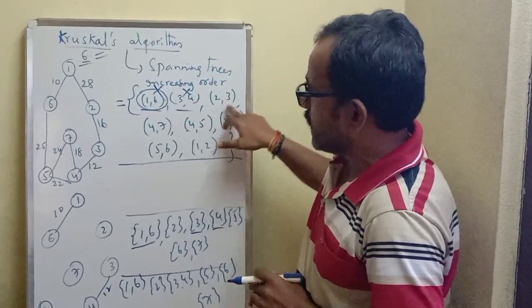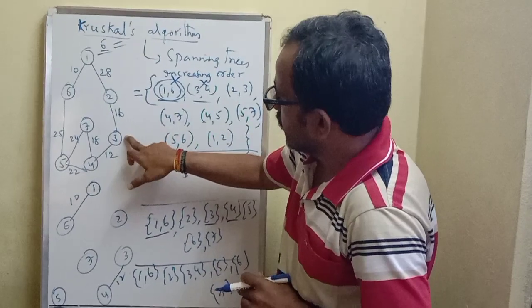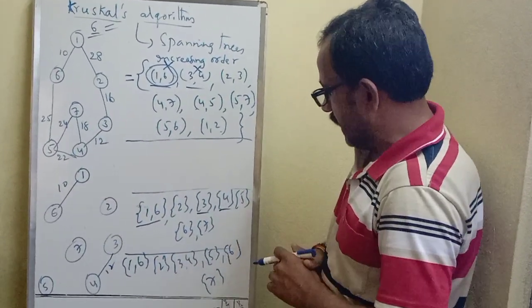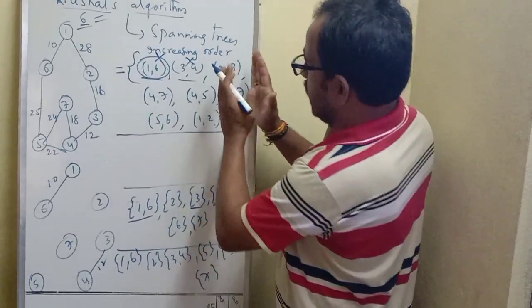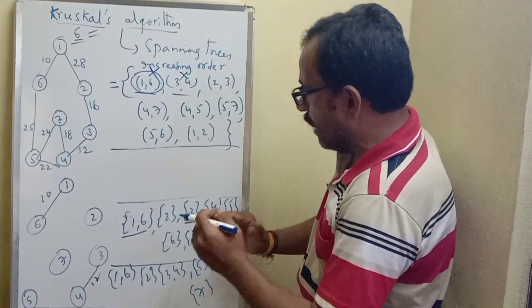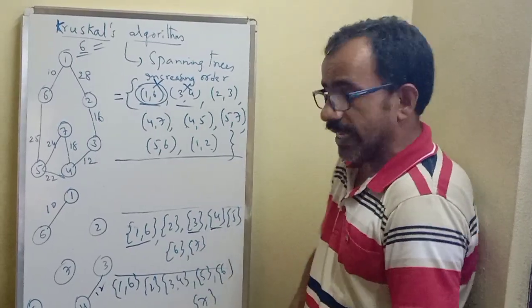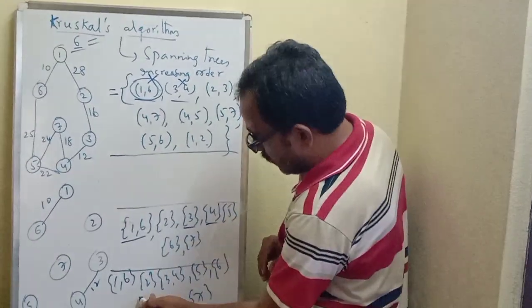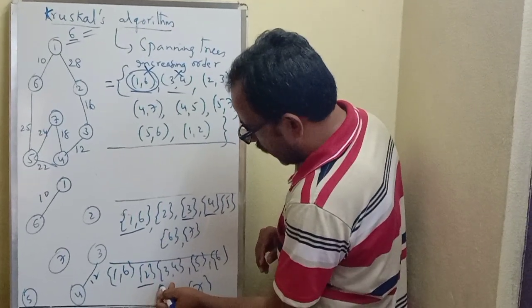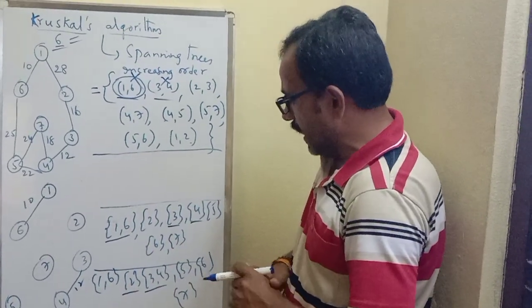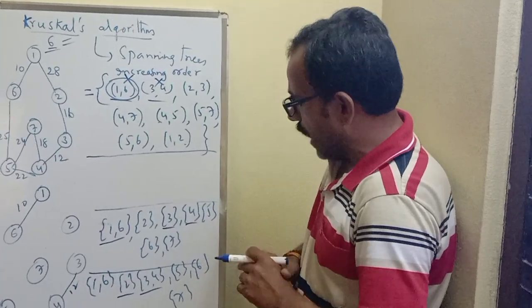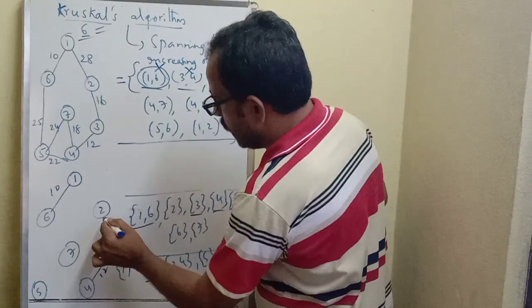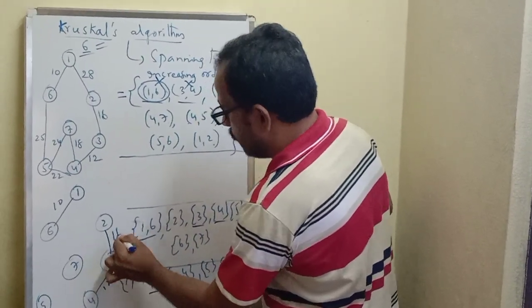Now, the next minimum cost edge is 2, 3, which has 16 as the weight. After selecting 2, 3, before including 2, 3 into the spanning tree, first verify whether 2 and 3 are in the same set. Now observe the resultant sets. 2 is in one set, 3 is in another set. Then we can successfully include the 2, 3 edge into the spanning tree. So after including the 2, 3 edge, we get the updated spanning tree like this.